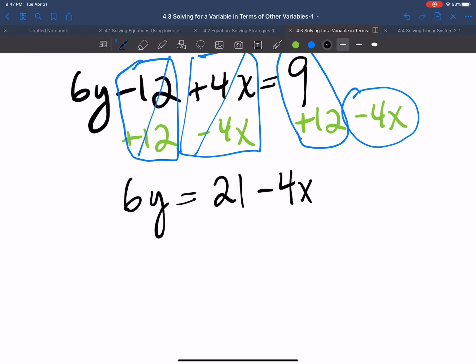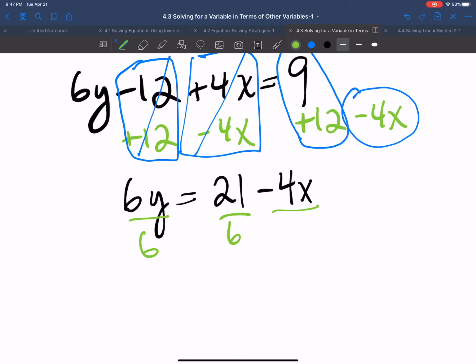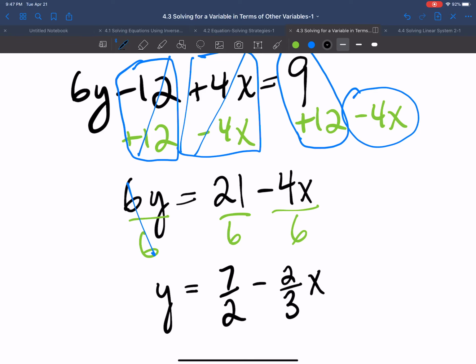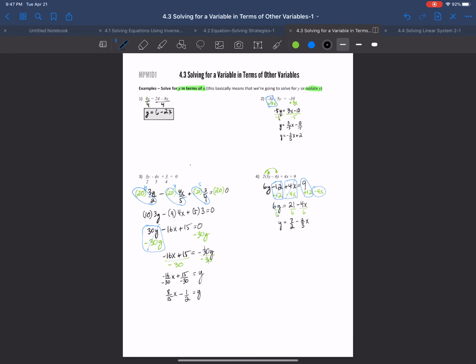Then, to get y by itself, I'm going to divide by 6. And remember, I'm dividing everything by 6, so actually, why don't we write it like this? Divide by 6, divide by 6. 6 is canceled out. y equals 21 over 6, divide by 3, so it'll be 7 over 2. And then reduce 4 over 6 to 2 over 3x. And that's it. y is by itself. We've isolated for y in terms of x, or solved for y in terms of x. Okay, so that's what we're going to cover for this week.